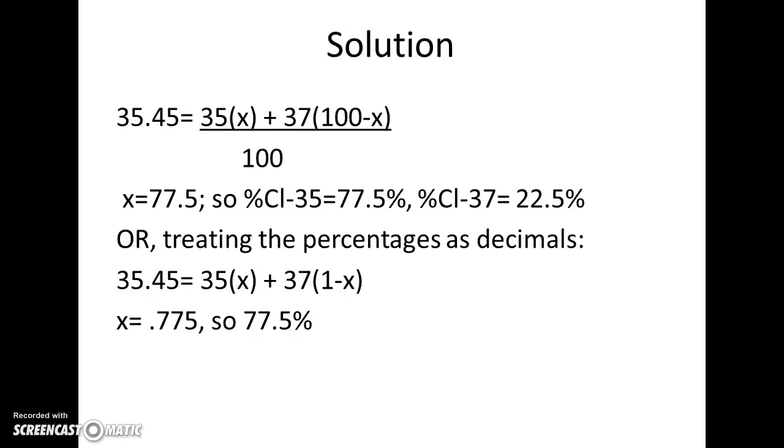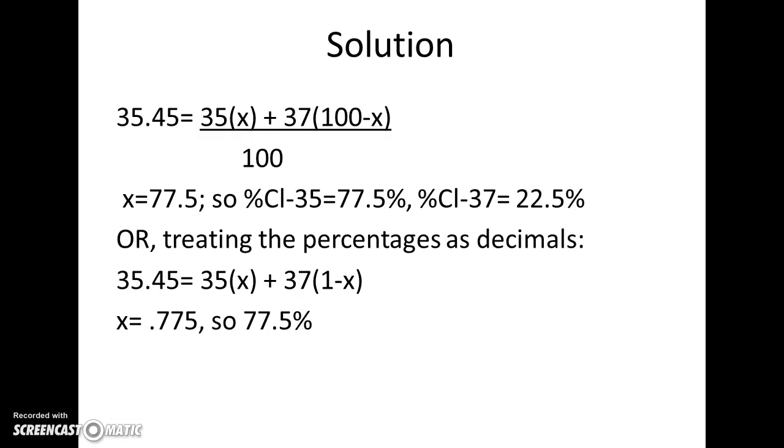Okay. There's 2 ways you could have set this up. You want to set it equal to the average, 35.45. Now, if we say that X is equal to the abundance of chlorine 35, then the abundance of chlorine 37 must be 100 minus X, right? Because the percentages have to add up to 100. If you were to set it up this way, you would find that X was equal to 77.5, so the percent of chlorine 35 was 77.5%, and the percent of chlorine 37 was 22.5%.